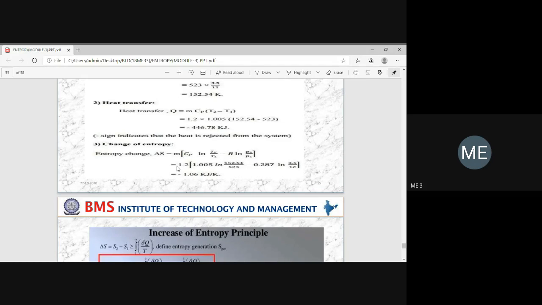So m is 1.2 into 1.005 ln, that is natural logarithm. Don't take log to the base 10, you have to take natural logarithm. T2 is 152.54 by 523 minus 0.287 into ln of 3.5 divided by 12. After doing this, we get the change in entropy as minus 1.06. The negative sign indicates that there is a decrease in the entropy of the system, and a positive sign indicates an increase in the entropy of the system.